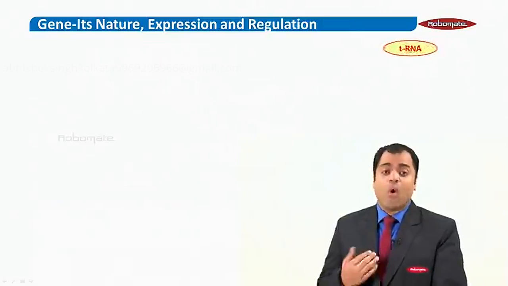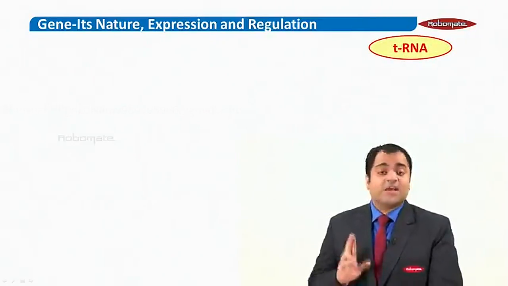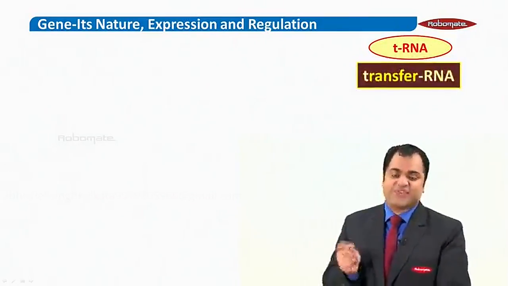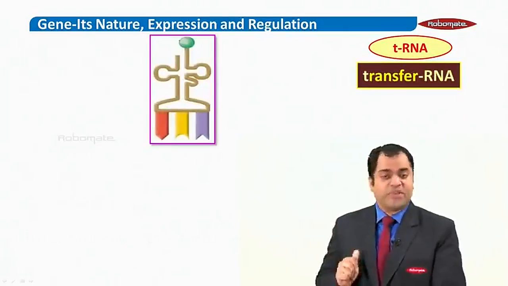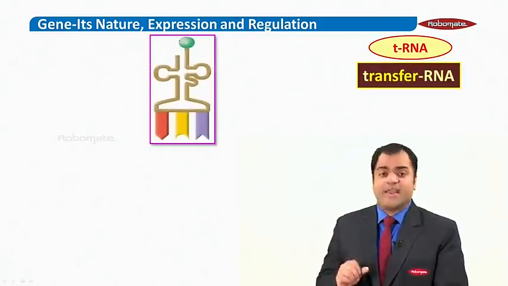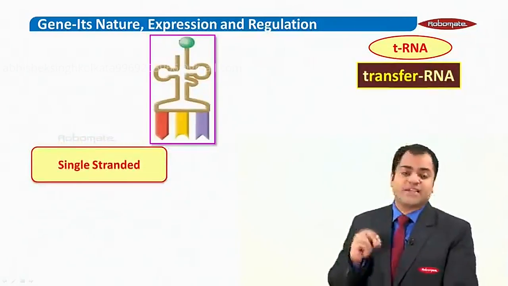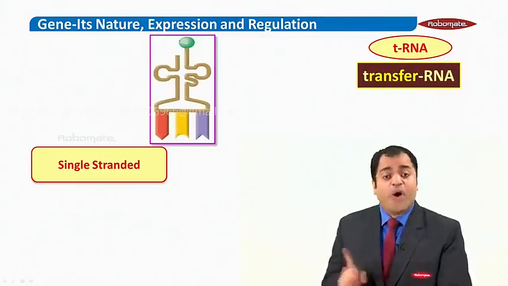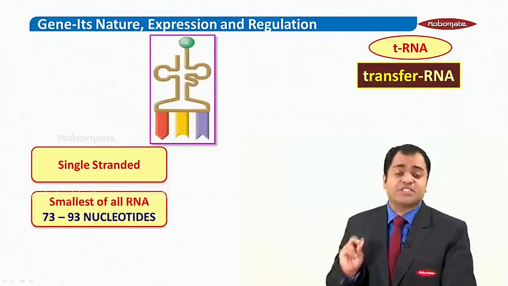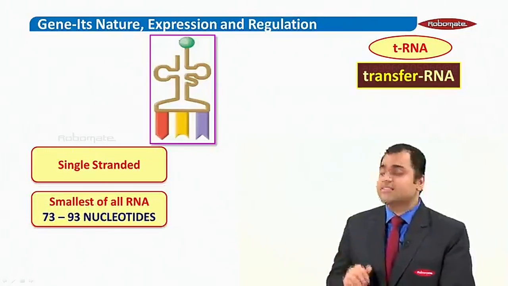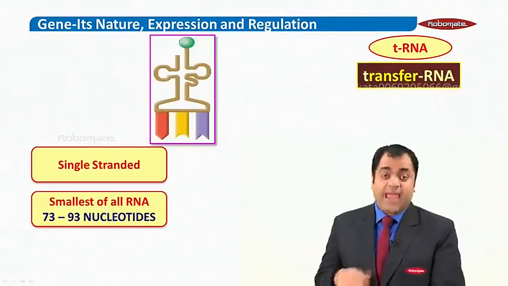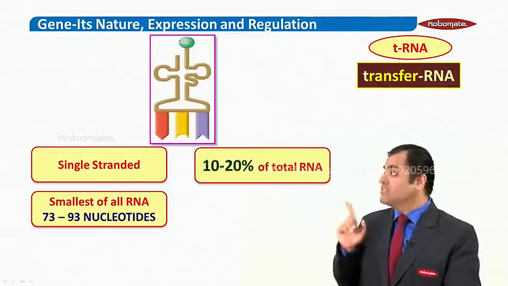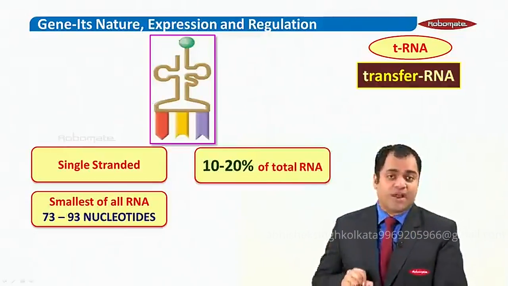Now let us look at what is tRNA. Now tRNA stands for transfer RNA. You know this. You've also seen this picture before in the previous module. Now tRNA, if you look, is also single-stranded, right? Of all the RNAs, the tRNA is the smallest. It barely contains 73 to 93 nucleotides only, right? And content-wise, it is only about 10 to 20% of total RNA.